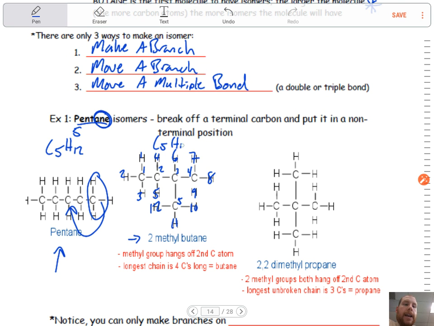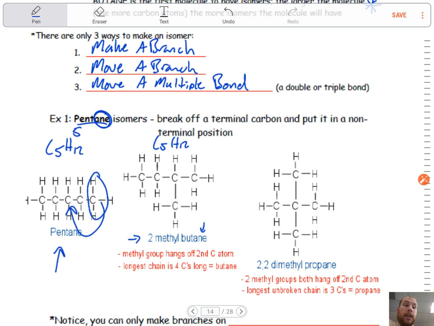It's still H12. They still have the exact same number of atoms, it's just their position has changed, okay? And that leads to them having a different name. 1, 2, 3, 4. That's where we get the butane part, because our prefix for 4 is but, and then we get 2-methyl.